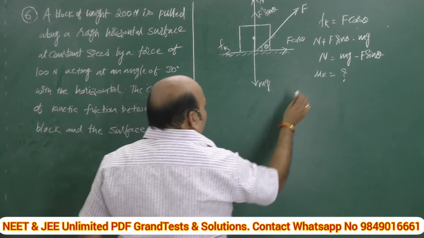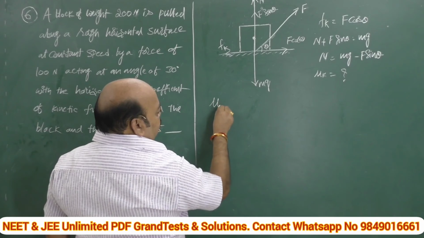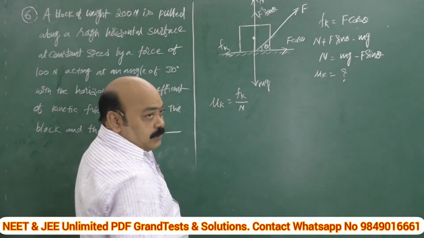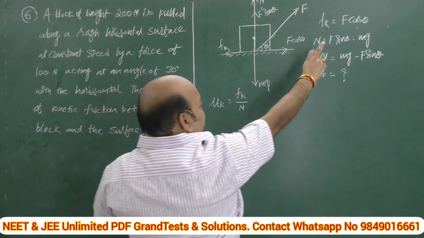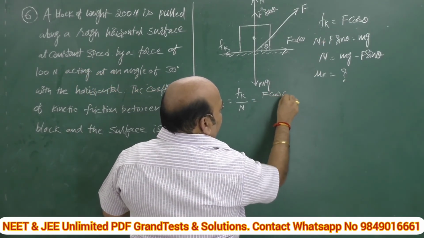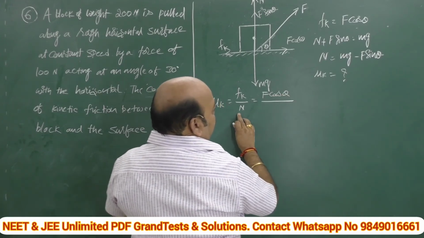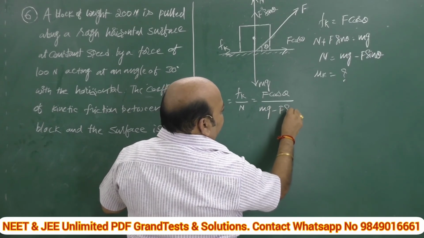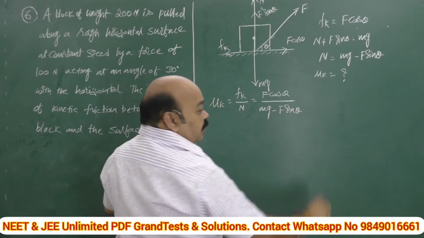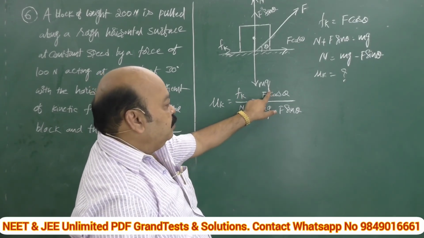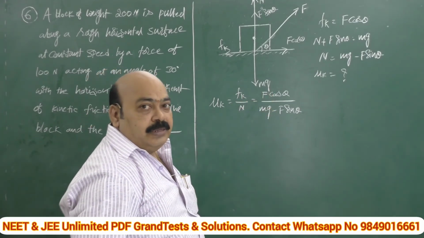Welcome. What is the definition of coefficient of kinetic friction? Again I am telling, mu k is equal to Fk by N. That's all. What is the value of Fk from the figure? It is nothing but F cos theta divided by N, and this N is nothing but mg minus F sin theta. Hereafter, it is nothing but substituting the values properly. It is a simple job which can be done by school kids.